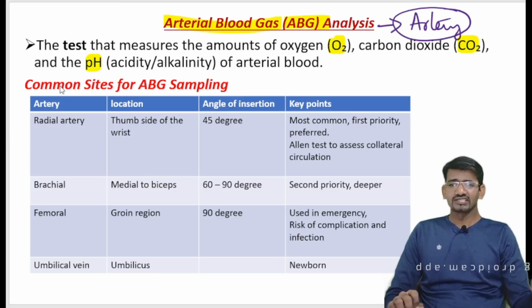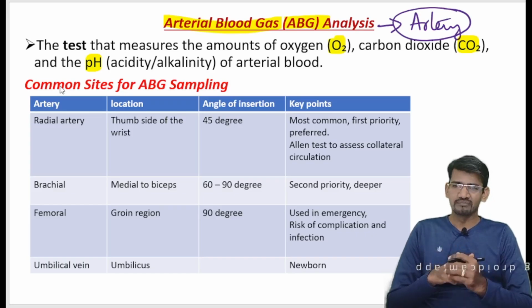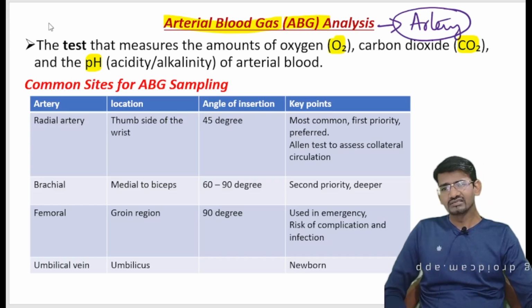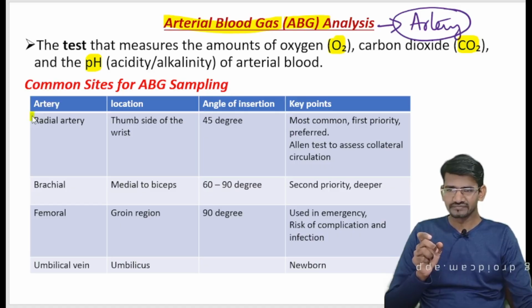So what are the common sites where we take the arterial blood sample? The most common, or the first priority site from which we take the sample, is the radial artery. This is very important.